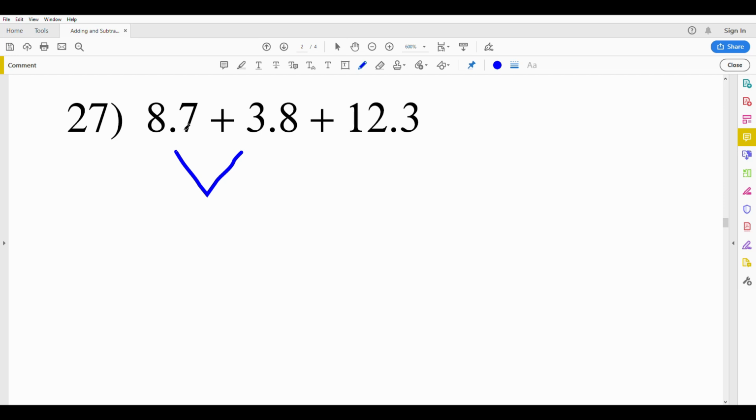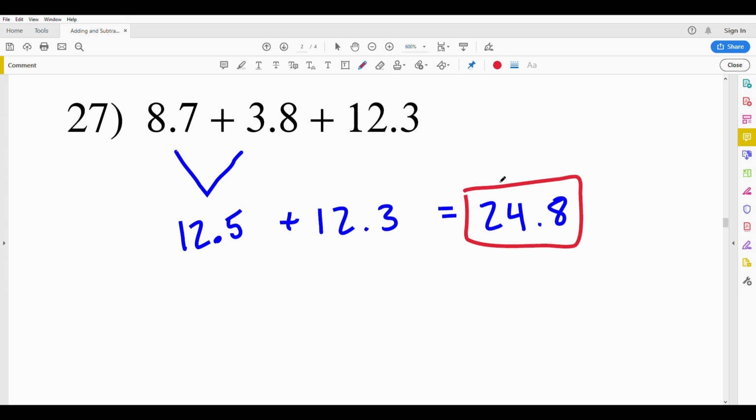So 8 7/10 plus 3 8/10 is going to be 12 5/10. Because 8/10 plus 7/10 is 1 5/10. 8 plus 3 plus 1 5/10 is going to be 12 and 5/10. And I still need to add 12 and 3/10. 3/10 plus 5/10 is 8/10. 12 plus 12 is 24. So 24 and 8/10 is my solution in number 27.